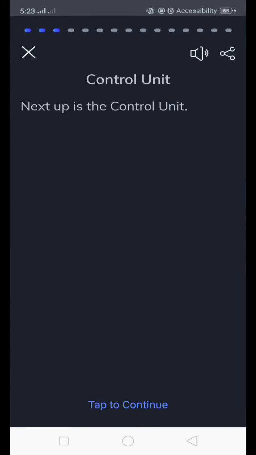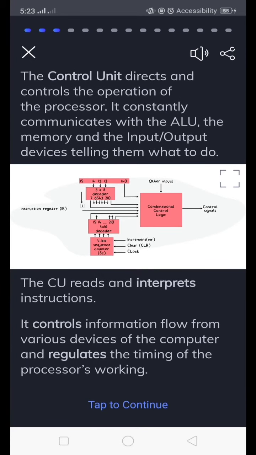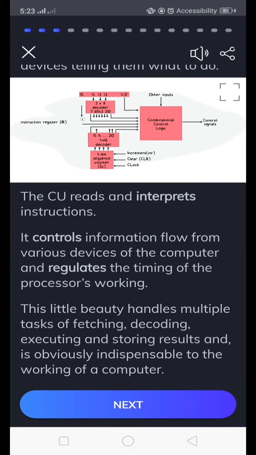Next up is the control unit. The control unit directs and controls the operation of the processor. It constantly communicates with the ALU, the memory, and the input/output devices, telling them what to do. The CU reads and interprets instructions. It controls information flow from various devices of the computer and regulates the timing of the processor's working. This little beauty handles multiple tasks of fetching, decoding, executing, and storing results, and is obviously indispensable to the working of a computer.